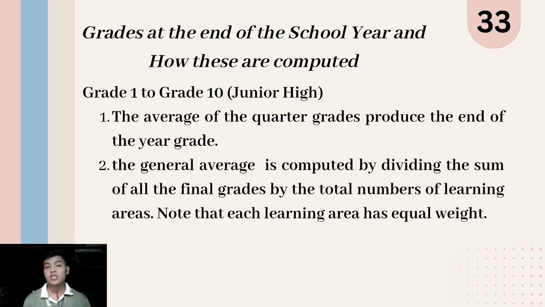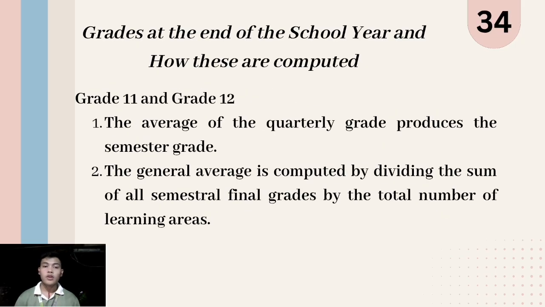So, when should this type of assessment be administered? It should be administered at the end of the lesson, focusing on a topic or skill lesson. Or it can be administered several times during the quarter. It can be in a form of formative assessment or in a summative assessment or quarterly assessment. For the senior high school composed of grade 11 and grade 12 students, the average of the quarterly grade produces the semester grade. So the general average is computed by dividing the sum of all semestral final grades by the total number of learning areas.